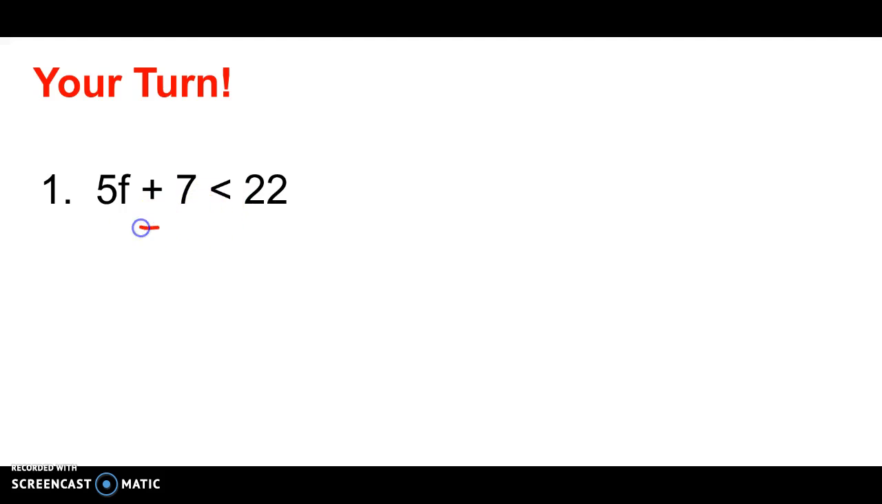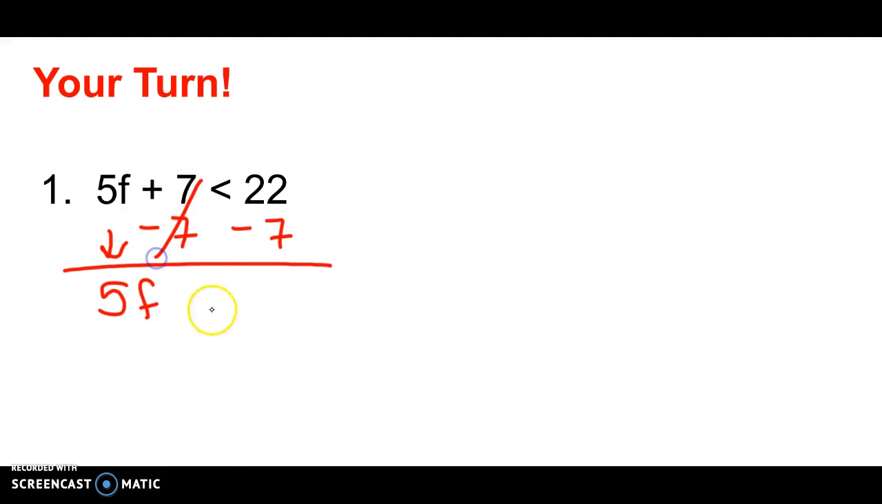So here I'm going to subtract 7 from both sides. 5f drops down. Those cancel. I get is less than 15. Divide both sides by 5. And you get f is less than 3.